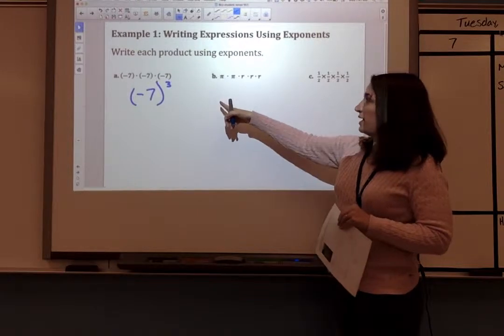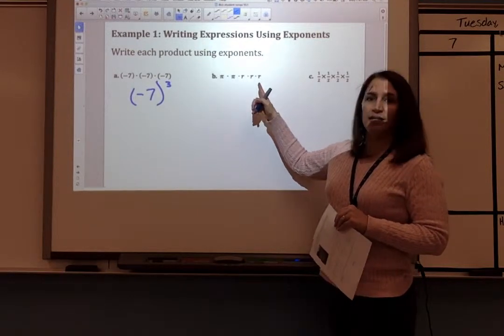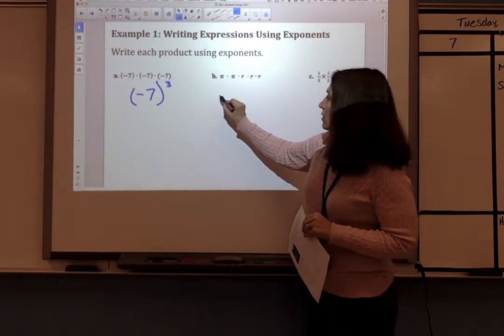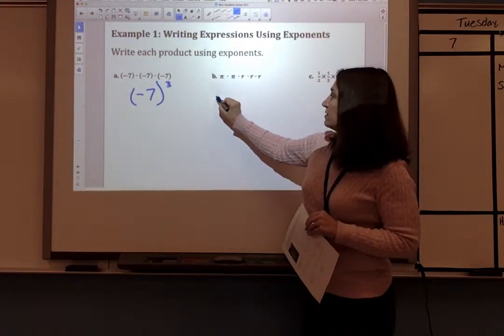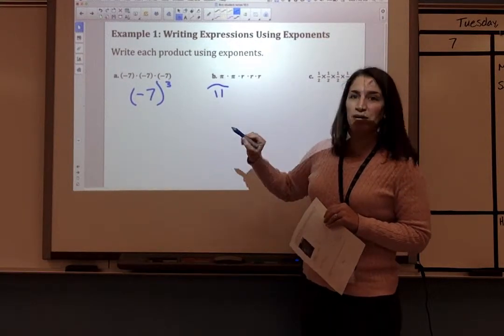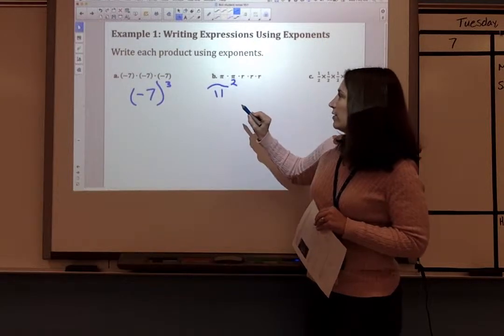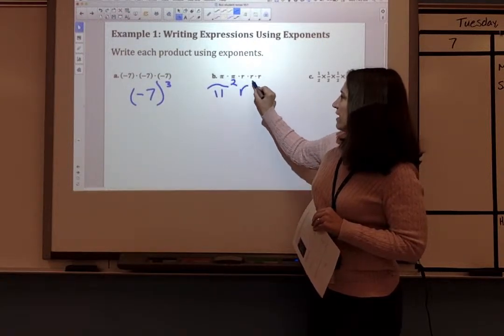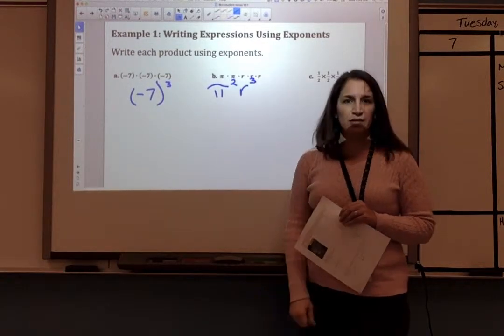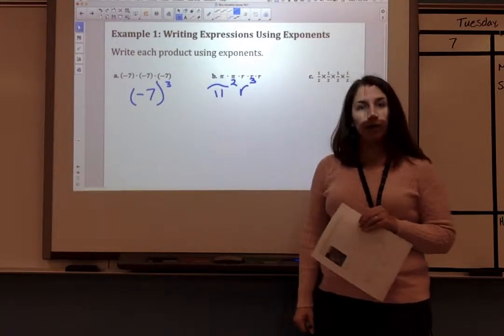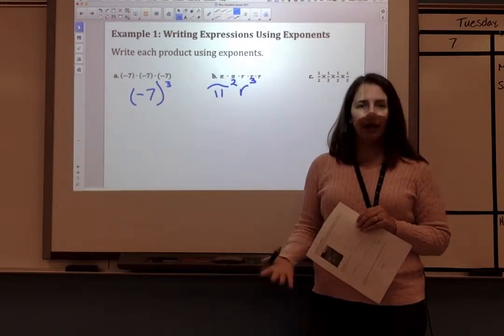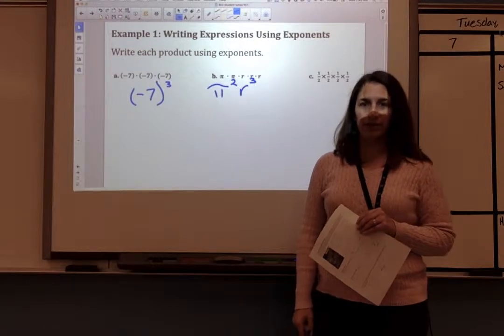For example B, we have pi times r times r times r. So we have 2 different bases. Pi is one base, which is raised to the 2nd power, and r is the 2nd base, and that's raised to the 3rd power. We have pi multiplied by itself twice, and r multiplied by itself 3 times.